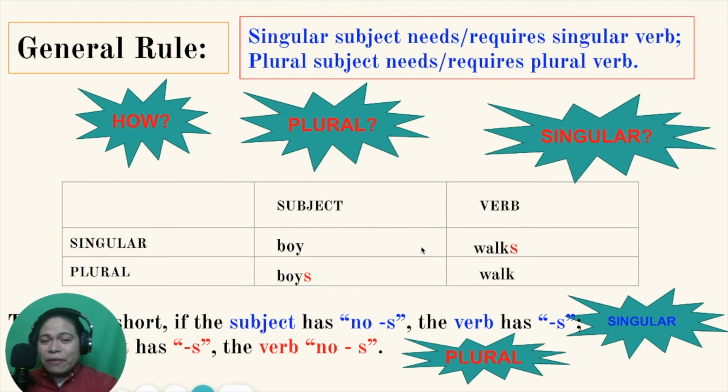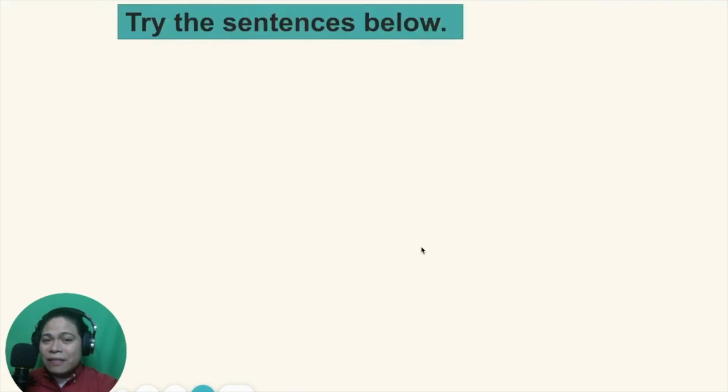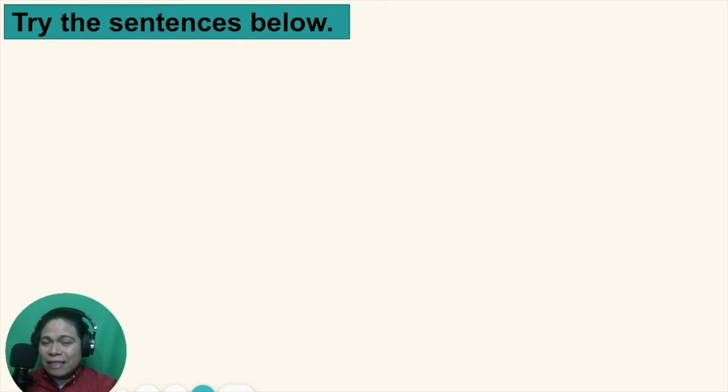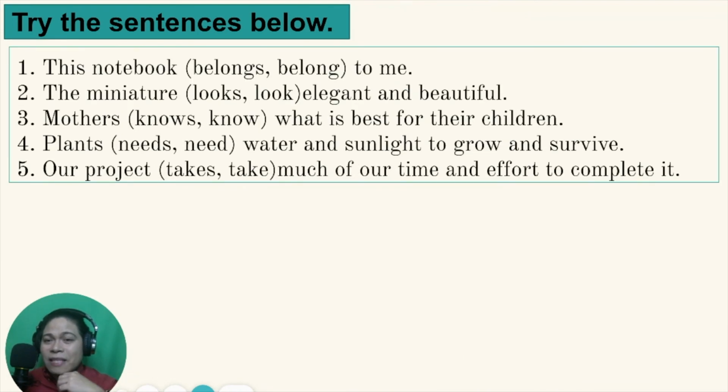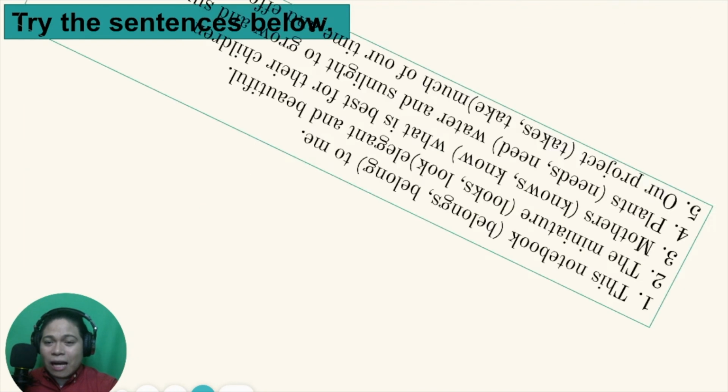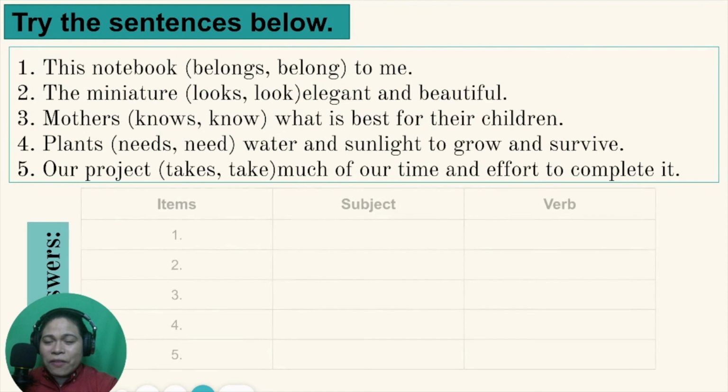So to elaborate further, I have here 5 sentences. I want you to try these sentences below. Number 1, this notebook belongs to me. Number 2, the miniature looks elegant and beautiful. Number 3, mothers know what is best for their children. Number 4, plants need water and sunlight to grow and survive. Number 5, our project takes too much of our time and effort to complete it. Now, what do you think is the answer for this?